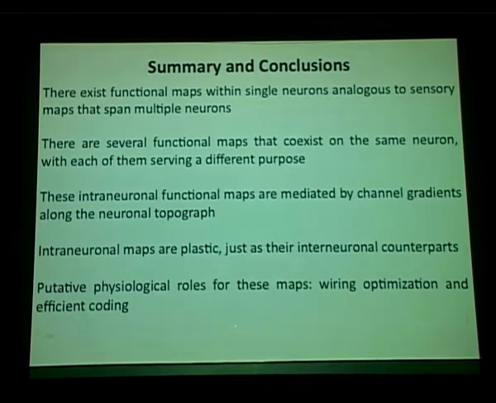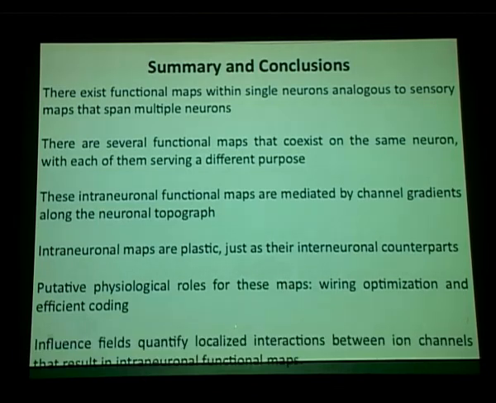So different neurons obviously will have different kinds of maps, different kinds of ion channel densities, different kinds of ion channels expressed, and our suggestion is that that is going to be reflective of the local network statistics at that specific input location, and hence it is different. So the influence field forms a simplified quantification for the localized interaction between ion channels that result in the intraneuronal functional maps. Right?